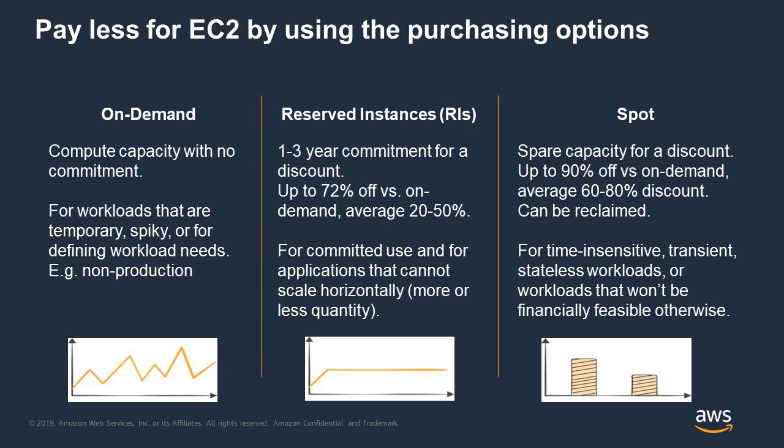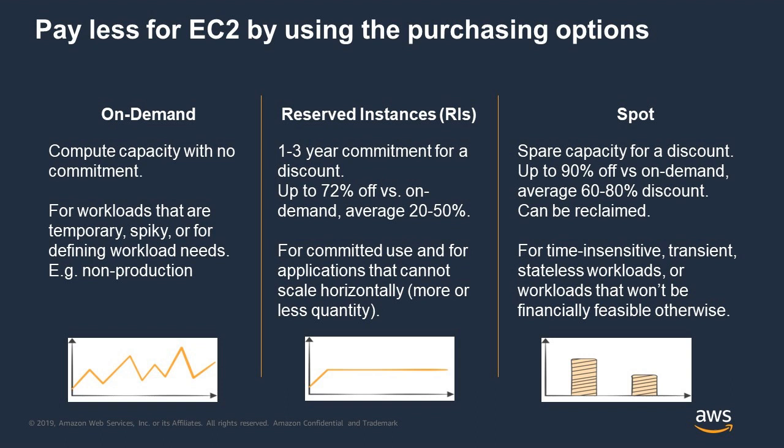You can pay less for EC2 by using the different purchasing options. Firstly, we have on-demand, which is compute capacity without any commitment. On-demand is more suitable for workloads that are temporary, spiky, or for defining workload needs, for example, non-production.